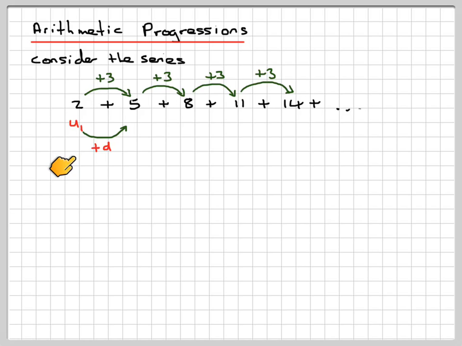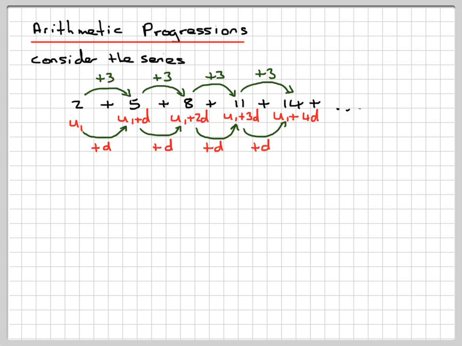So from U1 we add D, so the second term becomes U1 plus D, and then we add another D, so the third term becomes U1 plus 2D, and then we add another D, so the fourth term becomes U1 plus 3D, and the fifth term will become U1 plus 4D. Now you might notice there's a pattern here.